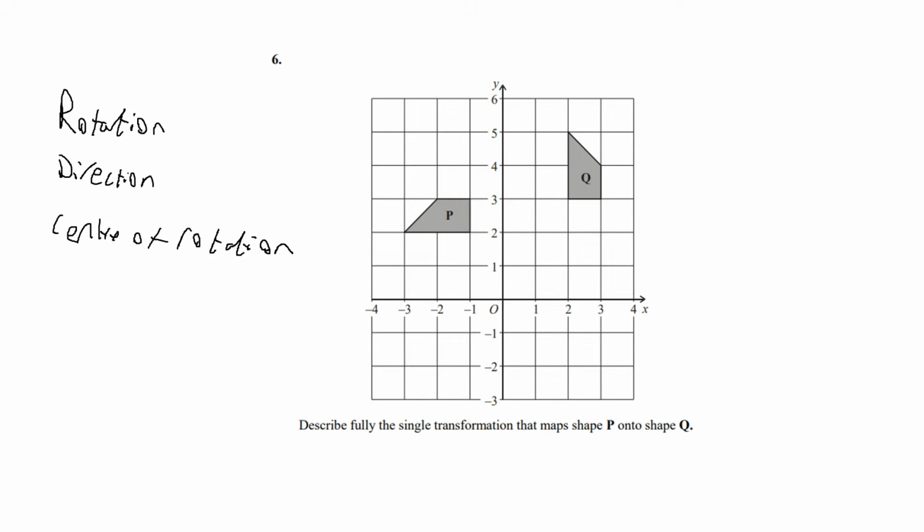The way we work out the center of rotation is we need to think to ourselves, okay, what are 2 lines that will form a right angle which will get 2 points together? So let's start with these 2 points first.